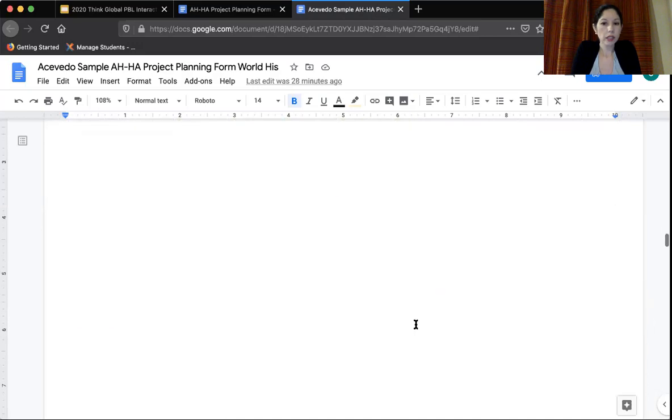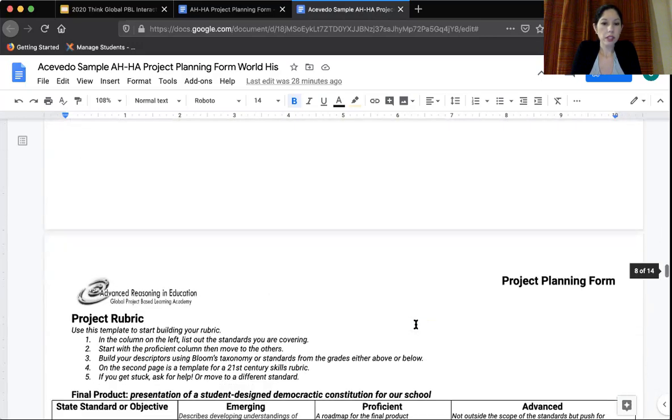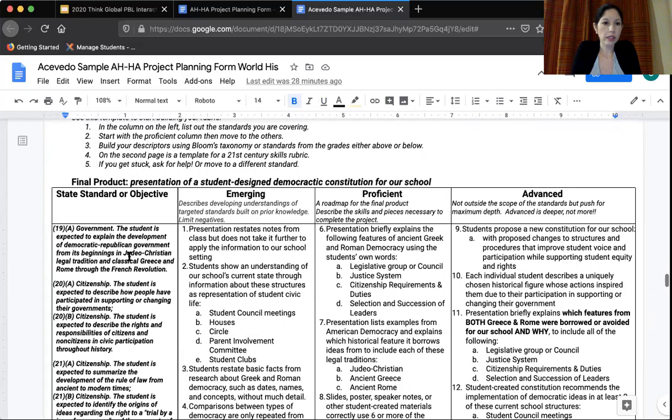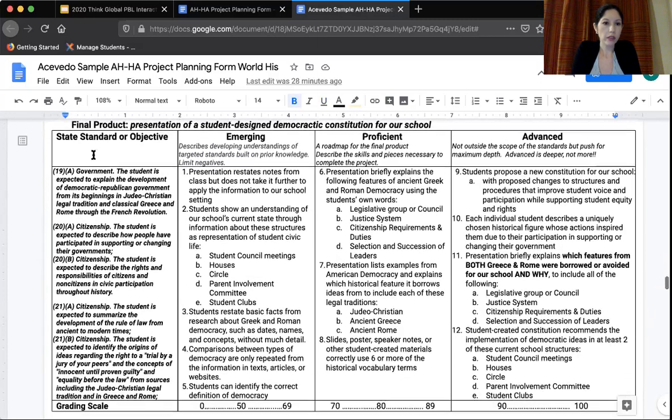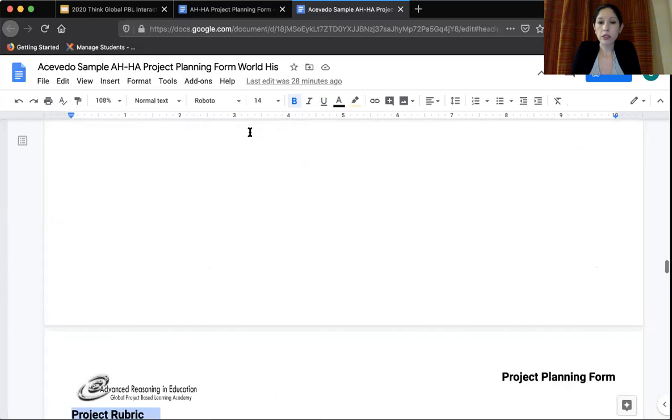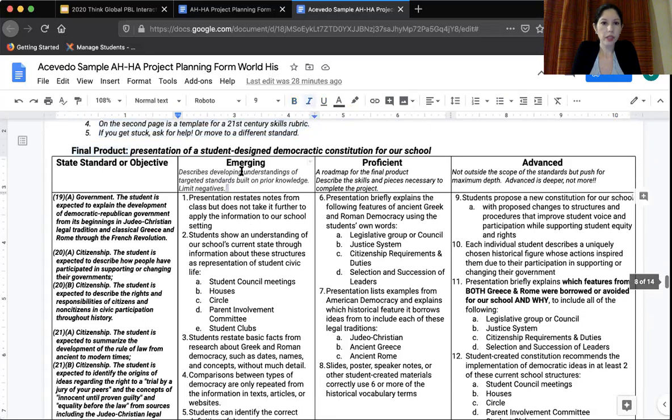Okay. For this particular project, the product is up here. There's a place for you to write your product. And so they are going to be creating a presentation of a student-designed democratic constitution for our school. Now, that may look like a multimedia presentation. They might have some slides to go with it. They might make a poster instead. They're going to decide what they have to present orally to student council.